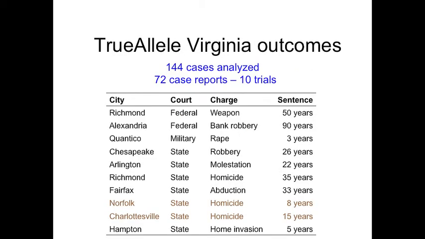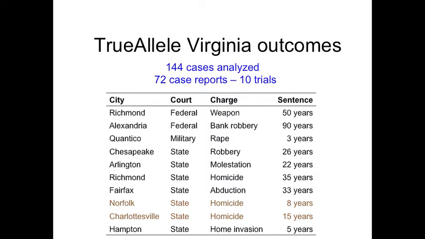Okay, so what happened in Virginia? 144 cases were analyzed by computer. We were asked to generate 72 case reports. There were 10 trials. So far, there are more. I testified at 8 of them. In brown are 2 trials where an analyst from the government lab in Richmond testified.